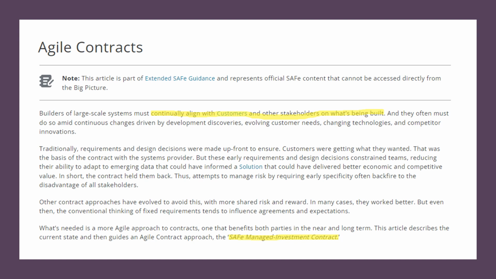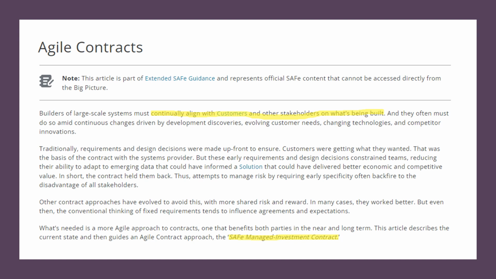But these early requirements and design decisions constrained teams, reducing their ability to adapt to emerging data that could have informed a solution that could have delivered better economic and competitive value. In short, the contract held them back. Thus, attempts to manage risk by requiring early specificity often backfire to the disadvantage of all stakeholders.